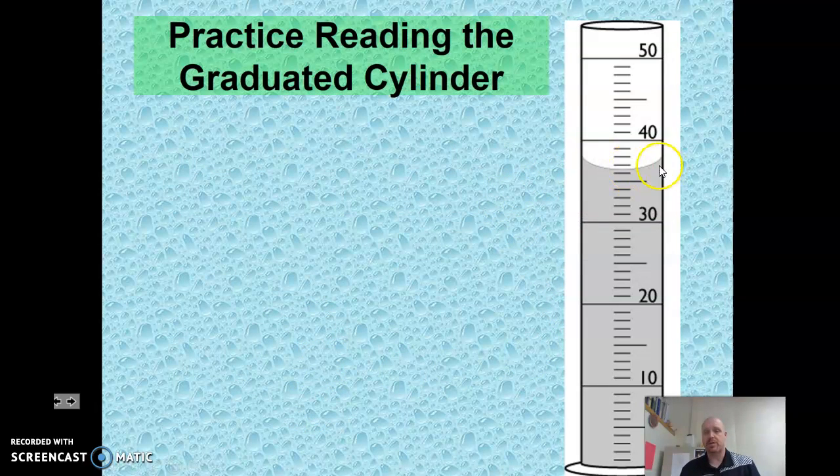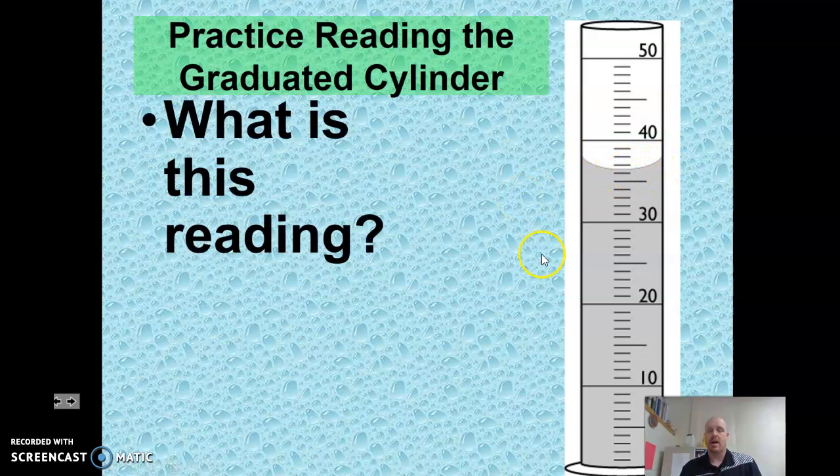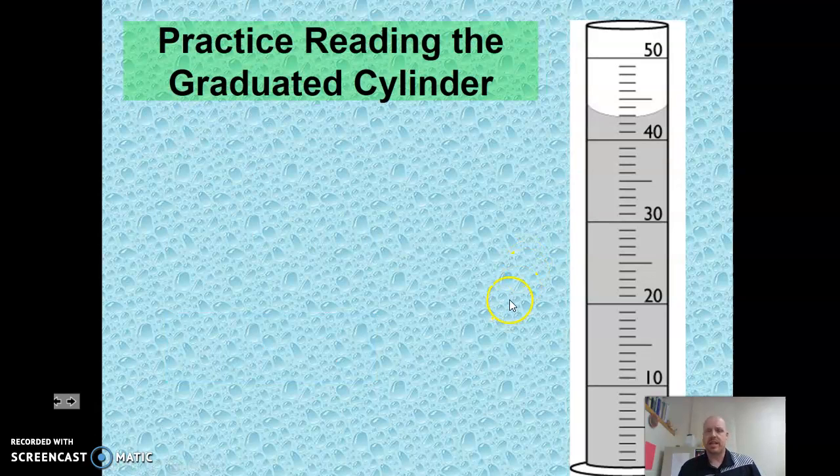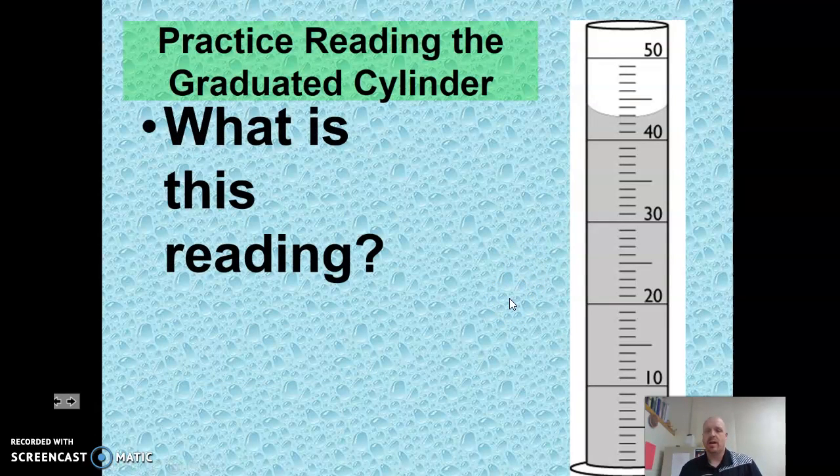So here's some practice. It's pretty easy on this meniscus because it's just there at the bottom of the line. So we're going to go up. That's how you read a graduated cylinder. There's 10, 20, 30 milliliters. Each one of these is 1, so 31, 2, 3, 4, 5, 36, and then we throw our estimated in there, 36.5 milliliters.